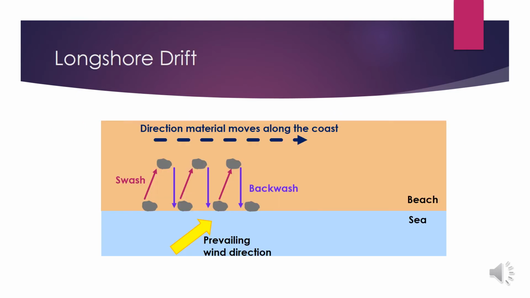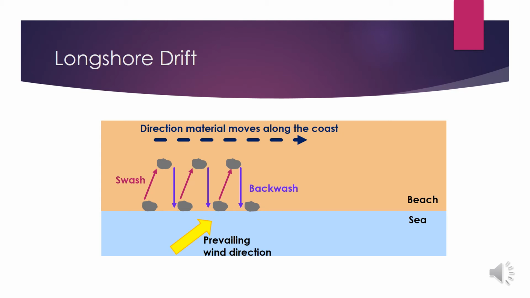At the coast, material is transported along the beach via the process of longshore drift. The direction of movement is determined by the prevailing wind, which is the main wind direction. As the wave approaches the coast, the swash will carry the material towards the beach at an angle, and the angle is determined by the prevailing wind.